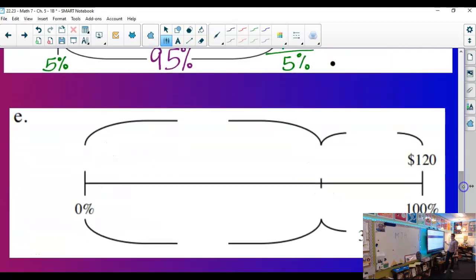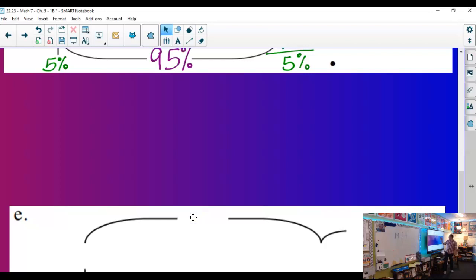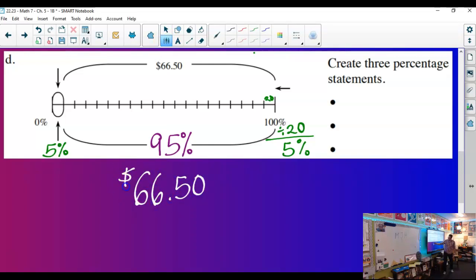Probably about to blow your mind. On your paper, please, I beg of you, write down $66.50 over 95%. I'm about to make your life easier.